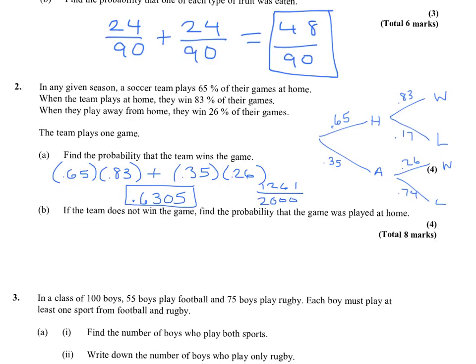It may seem silly, but if you write it as a fraction, you don't have to worry about rounding to 3 sig figs wrong. Okay, then it says, if the team does not win the game, so if they lose, find the probability that the game was played at home. So I am trying to find a conditional probability. How do I know? Well, they're giving me a condition. The condition is the team does not win. Okay, so the condition is that they lose. So the condition goes after the bar. Okay, the probability that they lose. Then it says, find the probability that the game was played at home.